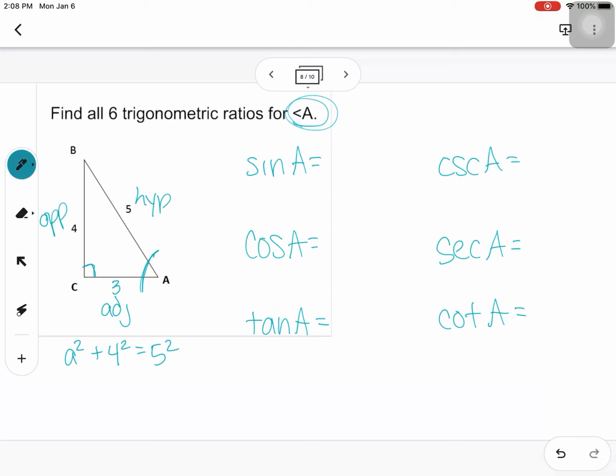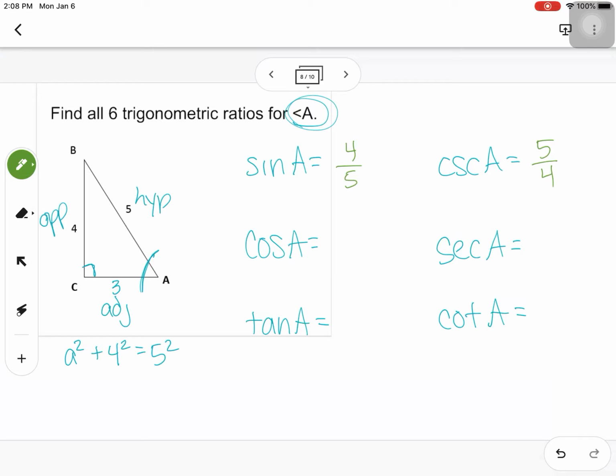But then we're just going to go through and write out the ratios. So sine should be opposite over hypotenuse. So the sine of A is 4 over 5. Sine and cosecant should be reciprocals. The nice thing, once I know this first fraction of 4 over 5, I can just flip it over. And I know cosecant is 5 over 4.